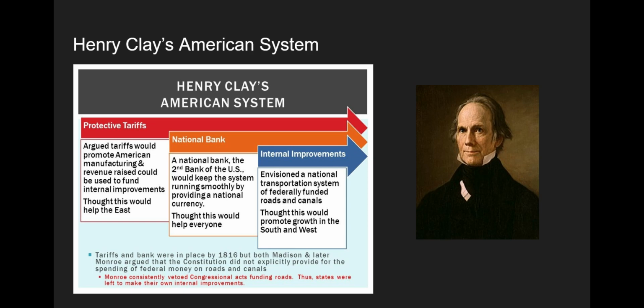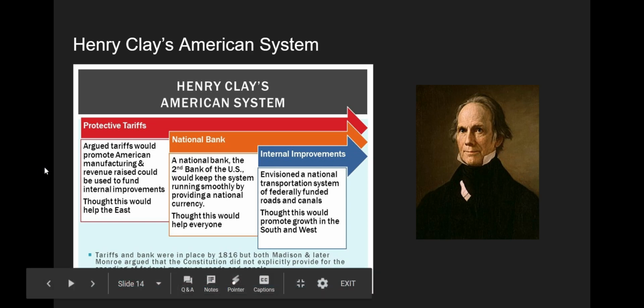Particularly, they support the creation of infrastructure. Infrastructure is the fancy word for the building of roads, canals, railroads, etc. So Henry Clay famously creates his plan called the American System. And it's an American system because it unites the North, South, and West and all of their interests together. The first part of this is a protective tariff.